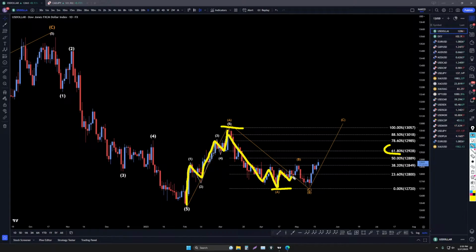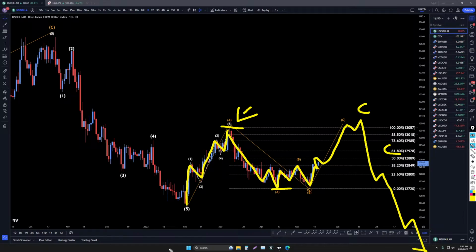This is probably an A, B, C of B, and this probably is the wave C. So we probably already have that A, B, C of B, and if that's the case, that means we are probably just going to keep on going up, maybe all the way back up to the highs of wave A, maybe a little bit further to make a wave C before it actually does end up continuing the downtrend.